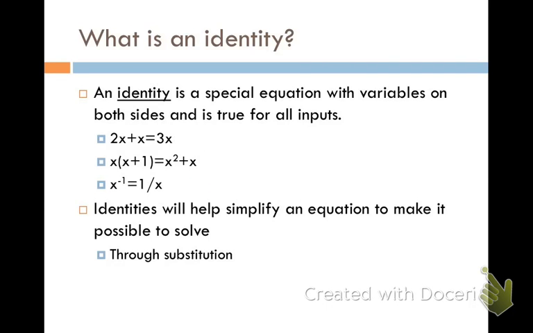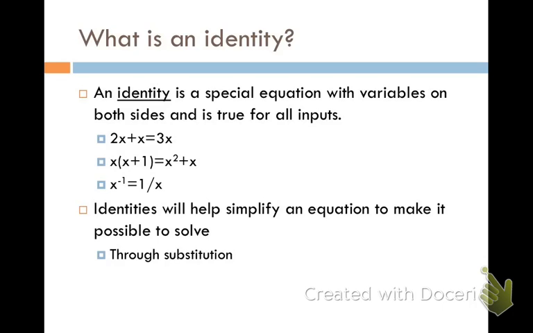An identity is a special equation with variables on both sides, and it is true for all inputs. So some identities that we could make up here: 2x plus x equals 3x. It doesn't matter what I put in for x, both sides will always balance. Same for the following two.